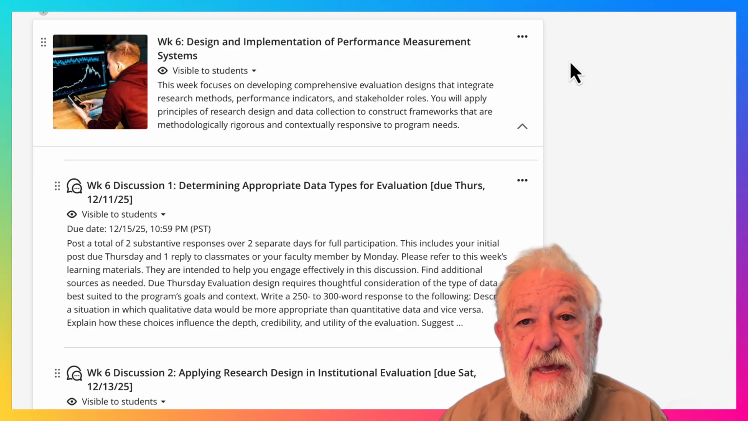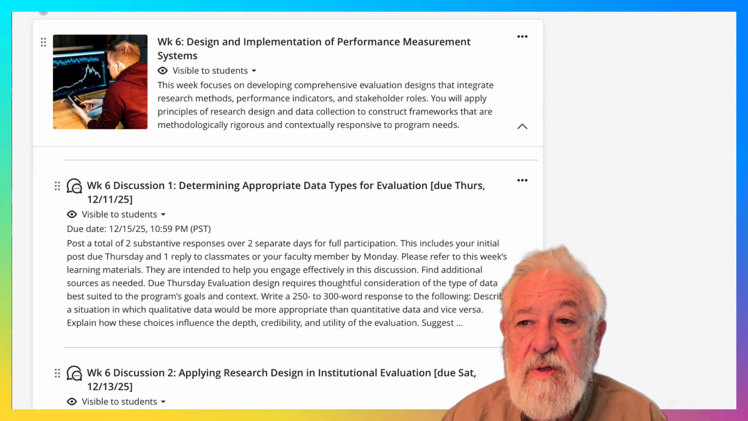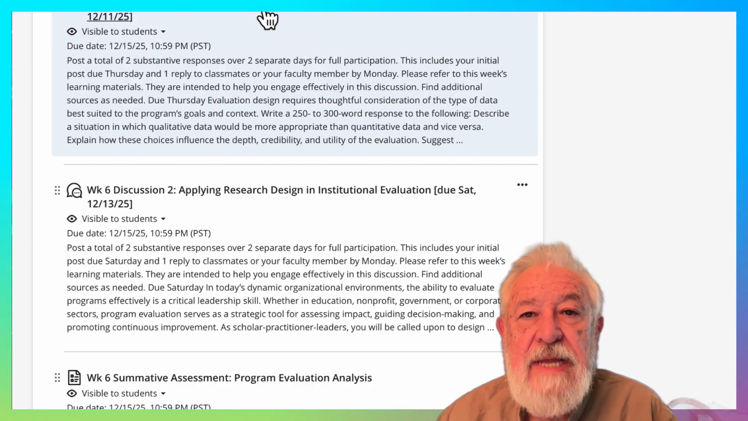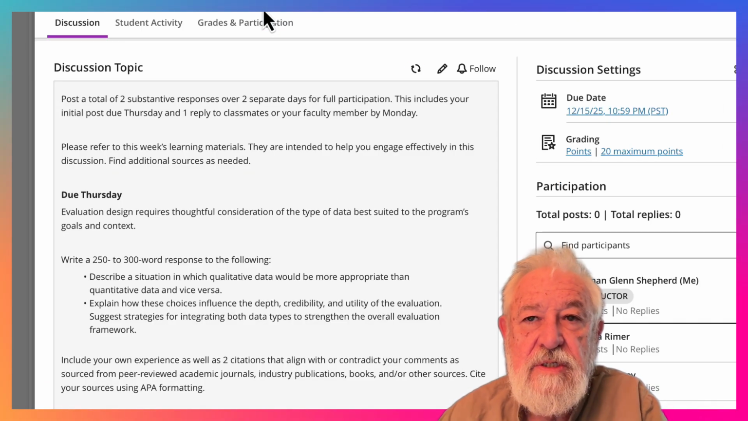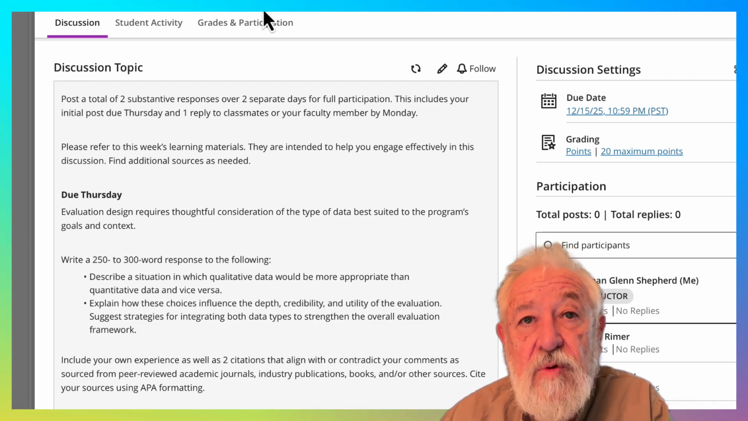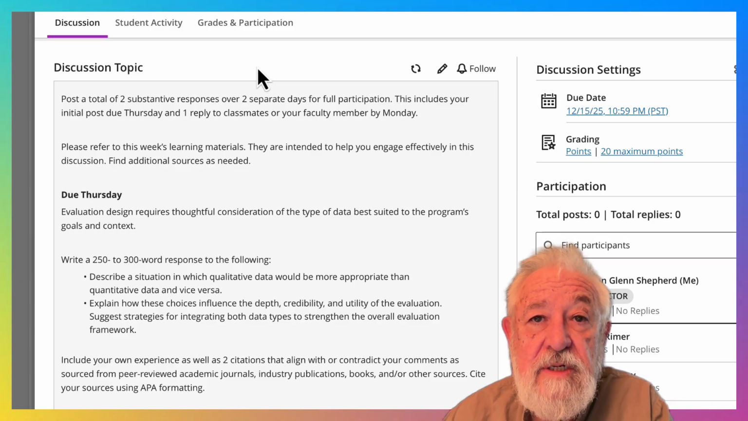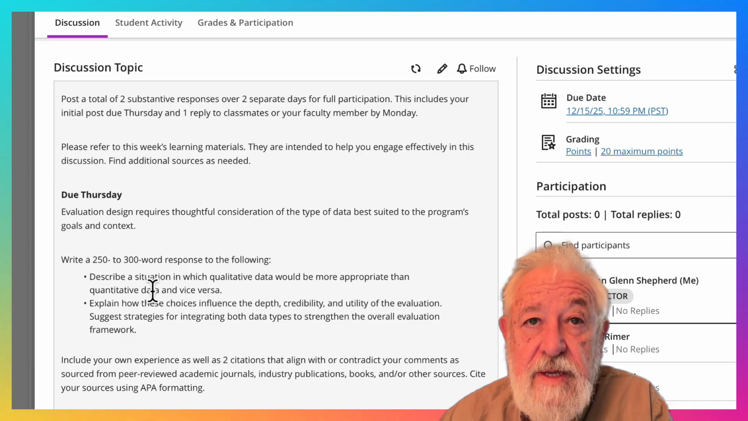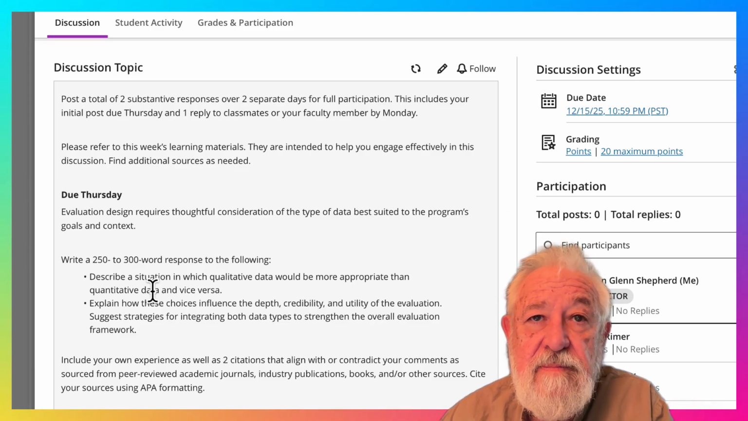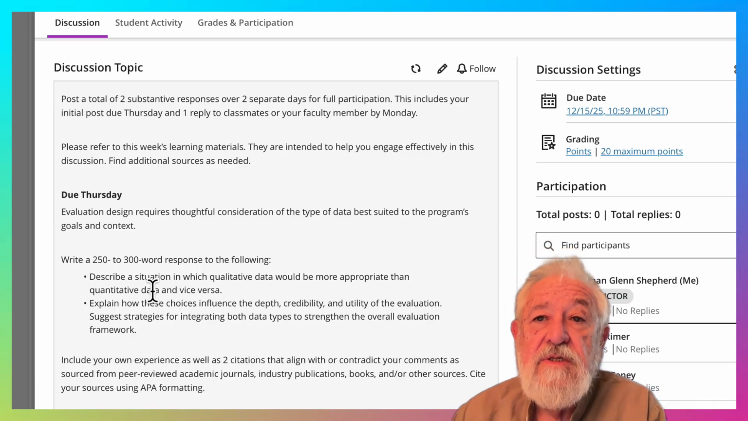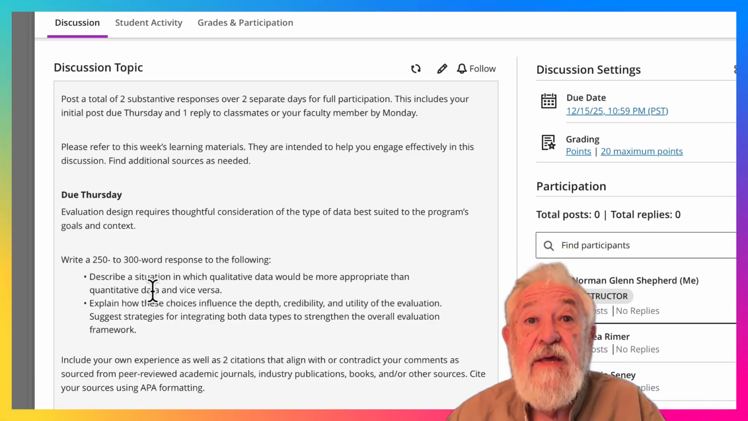Okay, so we have two discussions as usual. The first one, on Thursday, is on appropriate data types for evaluation. So we're looking at quantitative or qualitative, and the discussion centers around situations in which qualitative may be more helpful, and other situations quantitative. Okay, so this is just a discussion of those two types and the values for those.